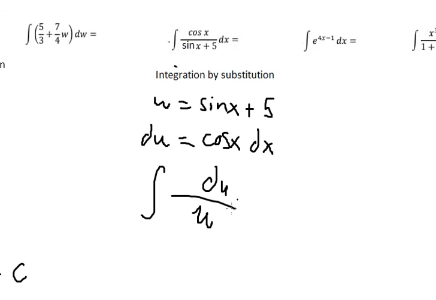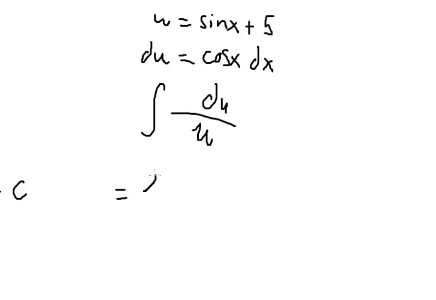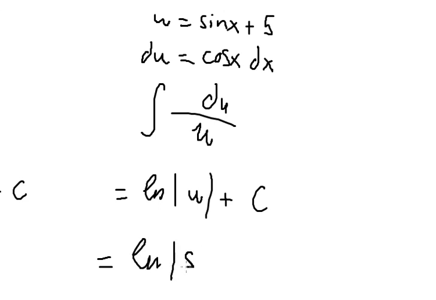Let's see from here. And this one we have ln of the absolute value of u, and we put c. About u, that's sin x plus 5. And this is the final answer.